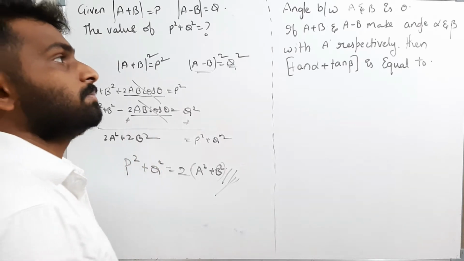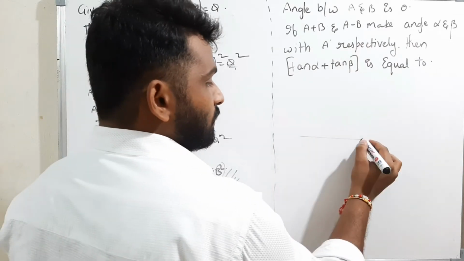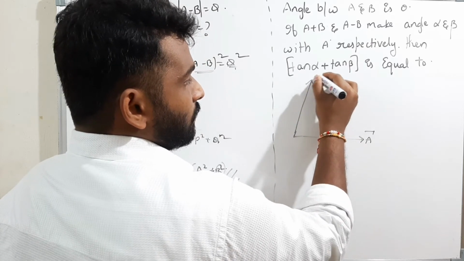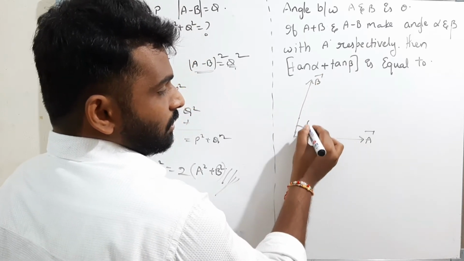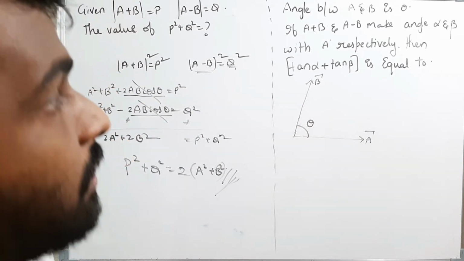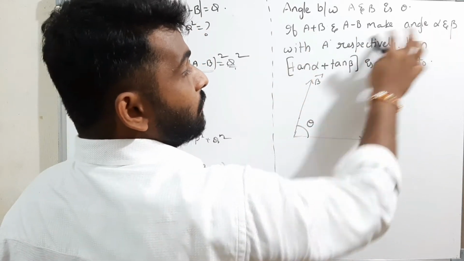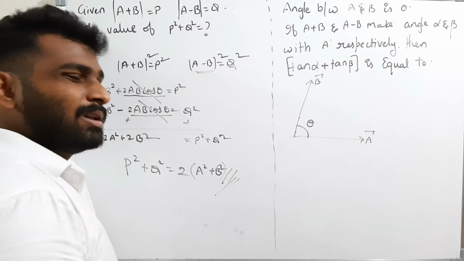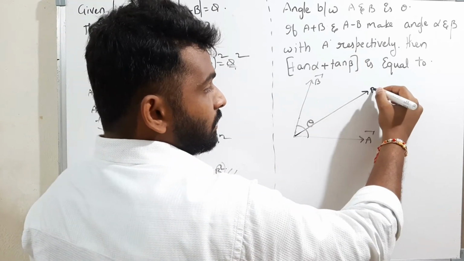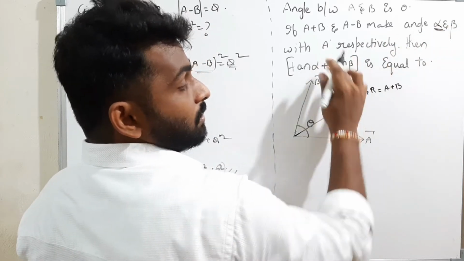Now we'll see this question. The angle between A and B is theta. Okay, this is A bar and this is B bar, and they told the angle between them is theta. Now what are we to find? A plus B and A minus B make angles alpha and beta respectively. Therefore, A plus B is making an angle alpha with the A bar. This means A plus B is nothing but the resultant. Now this is the resultant, that is A plus B, making an angle alpha with A, therefore this is alpha.